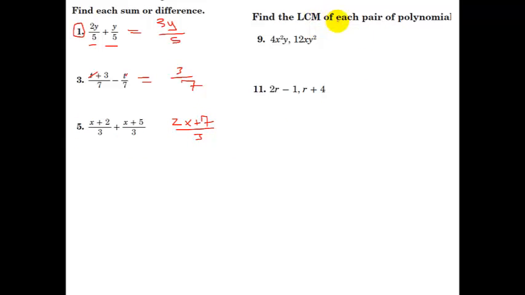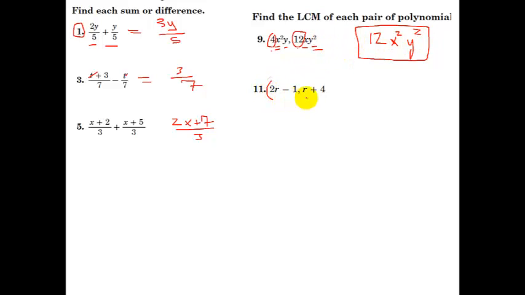Find the lowest common multiple of each pair of polynomials. Okay, 4 and 12. What's the smallest number that 4 and 12 both go into? That's going to be 12. Now we've got x squared and x. What's the smallest amount of x's that both of those go into? That's definitely x squared. x squared goes into x squared, and x goes into x squared. How about y's? I got a y here, and a y squared here. So the smallest thing that they both fit into is going to be y squared. When you're dealing with the variables, you just have multiples, so this is how you do it.